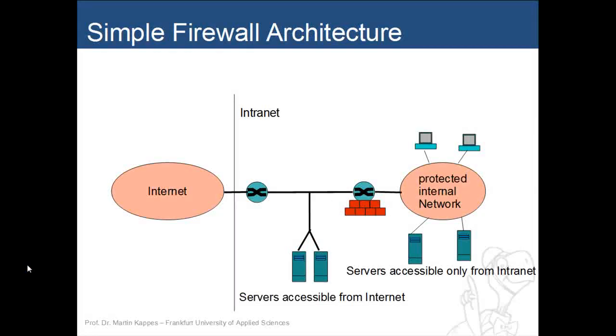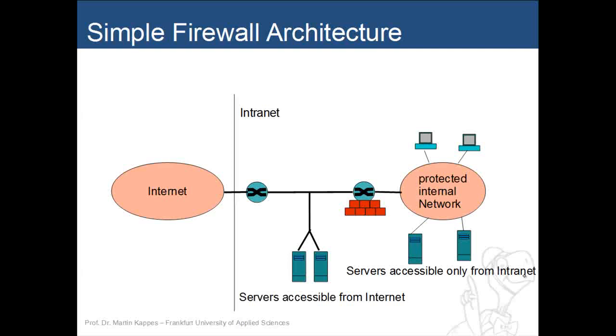And this slide here shows a very simple firewall structure where we basically have the internet, and this here is the boundary between the internet and the intranet. So there is a router, we have some servers which are accessible from the internet, and since they're supposed to be accessible from the internet, we did not put them behind the packet filter right now. And then here we have our packet filter, which is protecting the protected internal network.